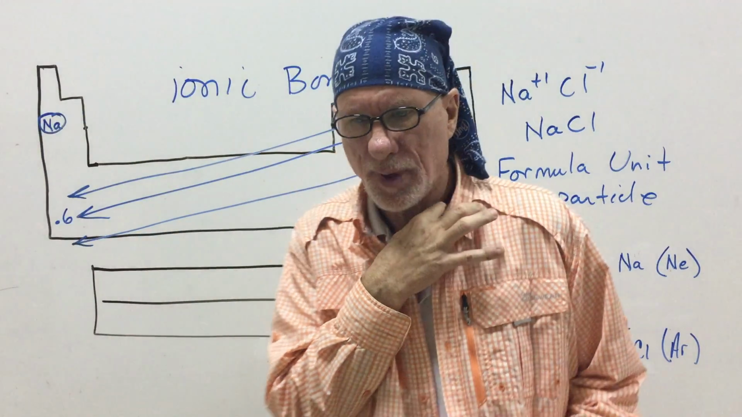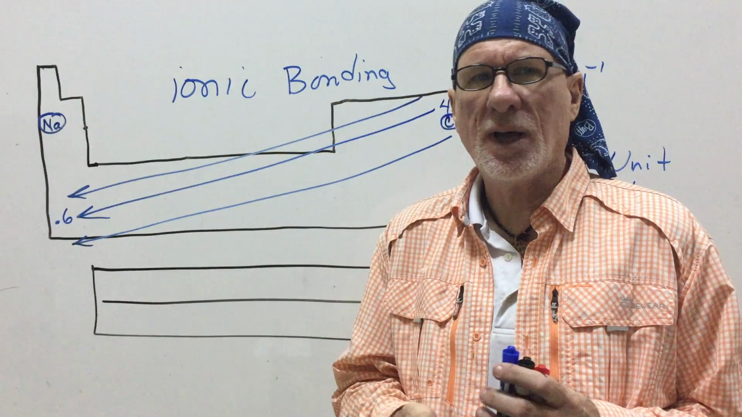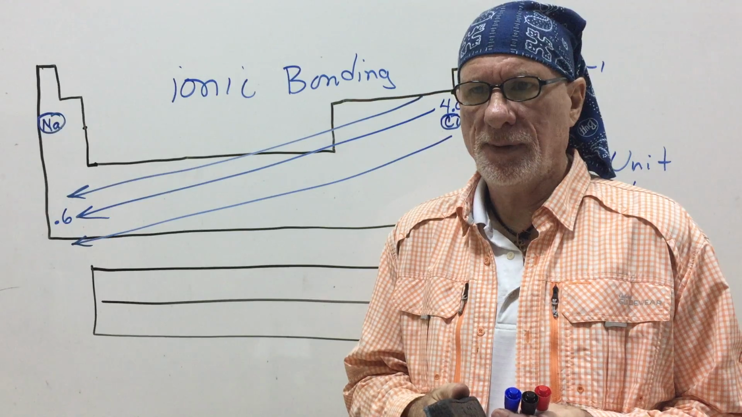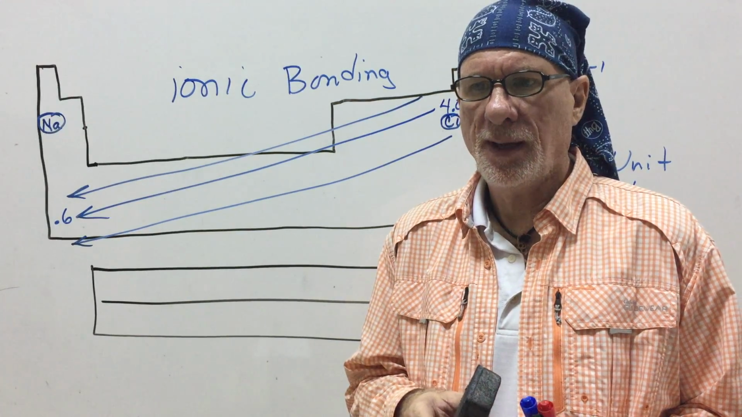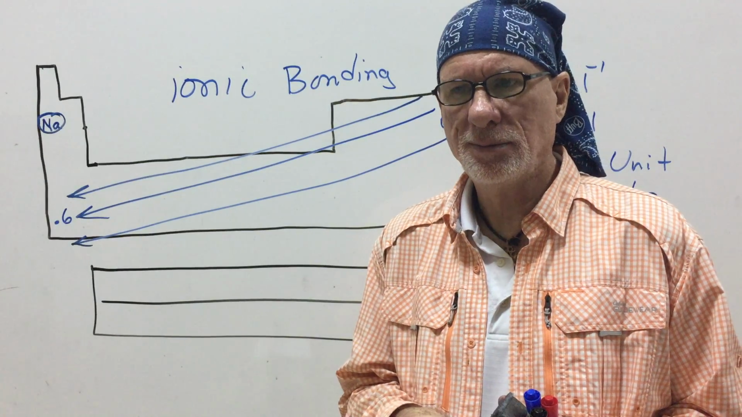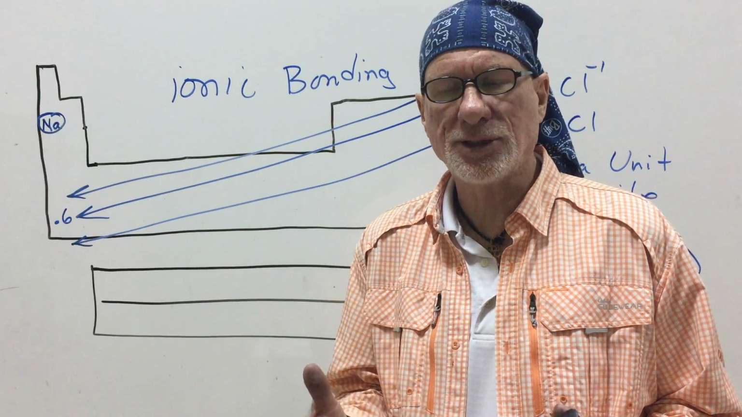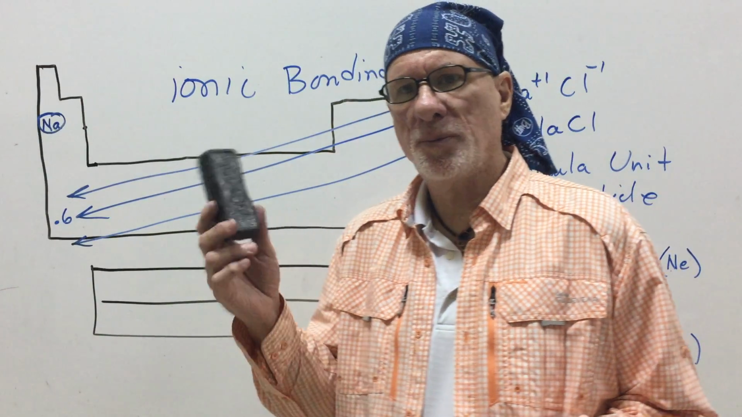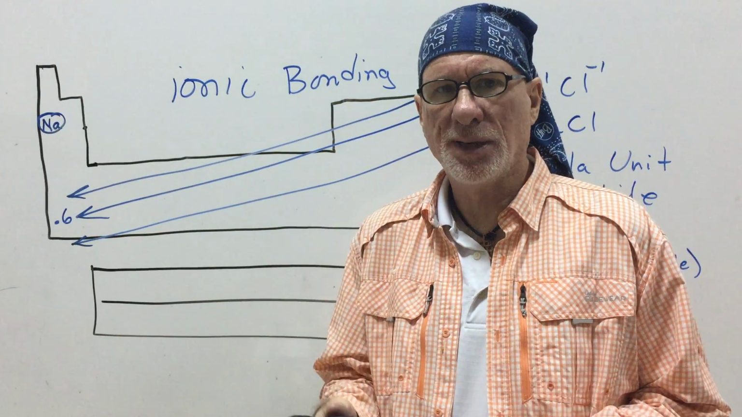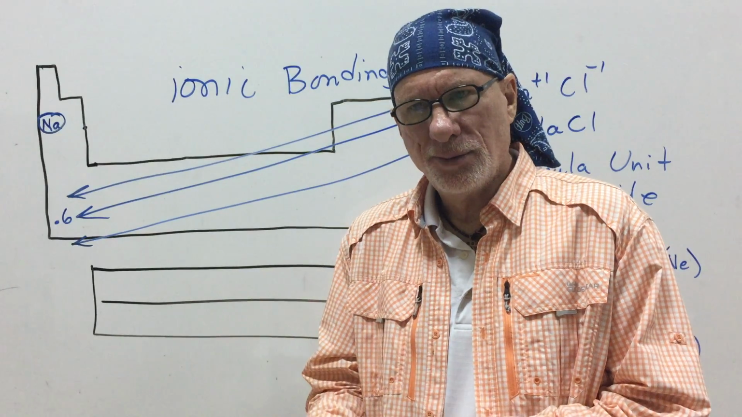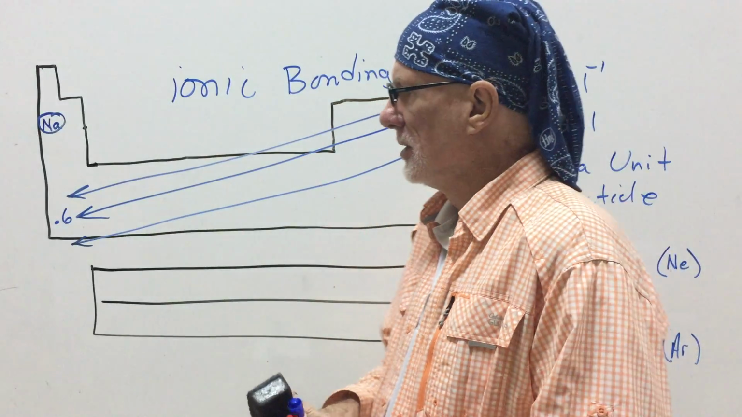Okay, this is ionic bonding review, very brief. We do a lot of ionic bonding when we do nomenclature and the periodic table. You're simply transferring an electron. When groups 1, 2, or 13 bond with 15, 16, and 17, you get a lot of ionic character.